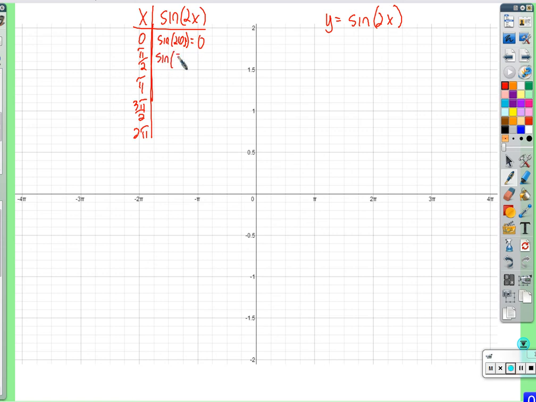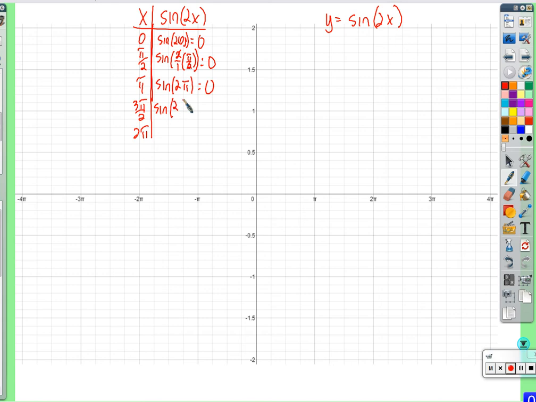Sine of 2 over 1 times pi over 2. Those 2's cancel. And that leaves us with the sine of pi. What's the sine of pi? 0. Also 0. Let's try pi. Sine of 2 times pi, that's just the sine of 2 pi. Which is? 0.